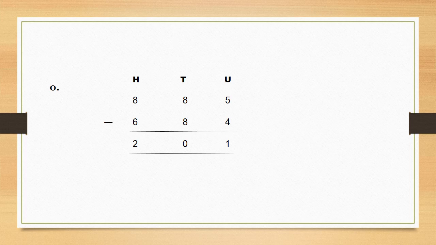Now we will move on to the hundreds place. In hundreds place, we have 8 hundreds and 6 hundreds. So students, when we remove 6 hundreds from 8 hundreds, we are left with 2 hundreds only. So students, the answer we get by subtracting 684 from 885 is 201. Yes students, the answer is 201.